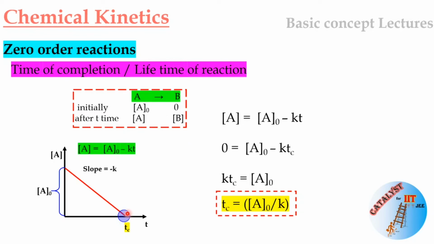Now how do we get this Tc value? We need to again use the integrated rate equation for zero order reaction. At time Tc there are no reactant molecules, so the concentration A becomes 0 at Tc. You put that in the equation and solve: k Tc becomes A naught, and Tc, the time of completion, becomes A naught by k. So this is the time required to complete the reaction, called the lifetime of the reaction or the time of completion.